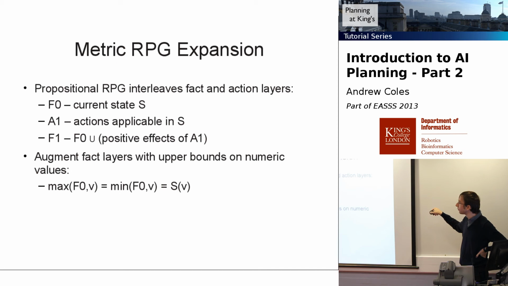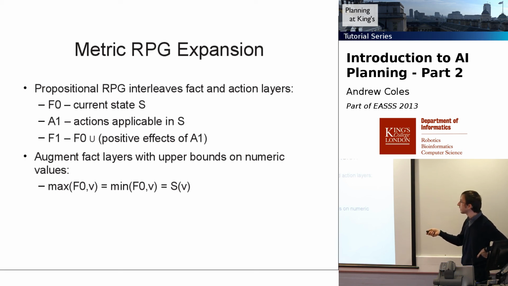And then fact layer 1 is whatever we had in fact layer 0 plus all the positive effects of all the actions in action layer 1. And in the general case, fact layer I is all the facts from layer I minus 1 and the union of all the effects of all the actions in layer AI. So that's the propositional case.